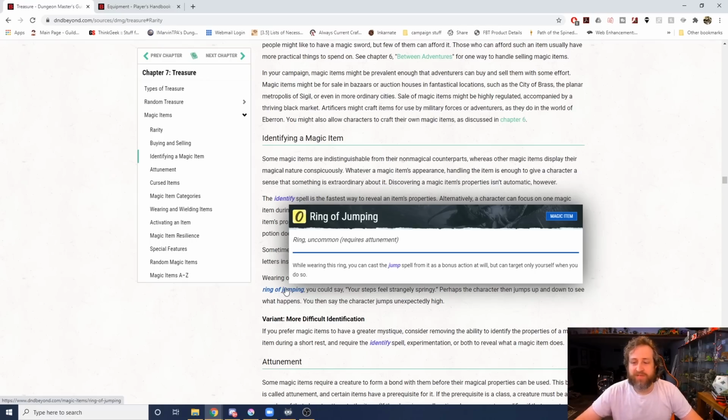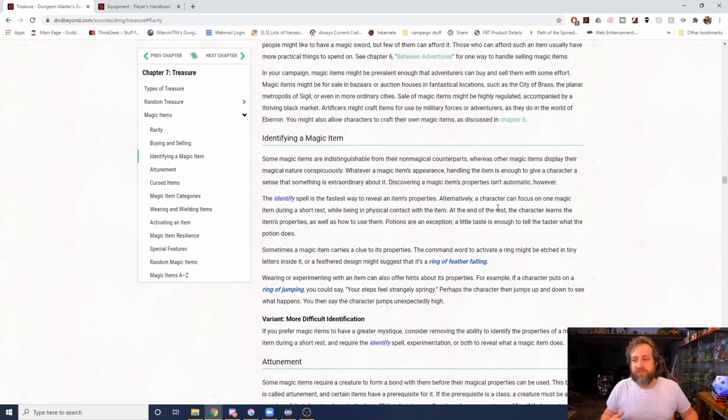So you'd have to put this thing on and then attune to it and then feel like it. But I guess that's just the DM giving you a little insight that, oh, you can jump a little bit higher because you put on this ring. But I feel like in most scenarios, if you find a magic item, you can just take the hour to sit with it and then learn what it does.